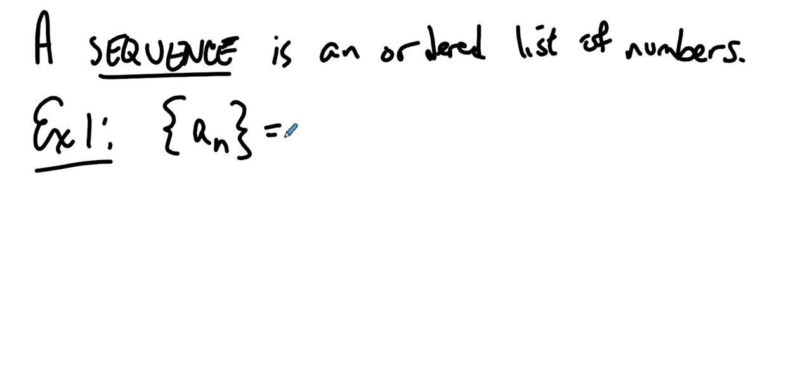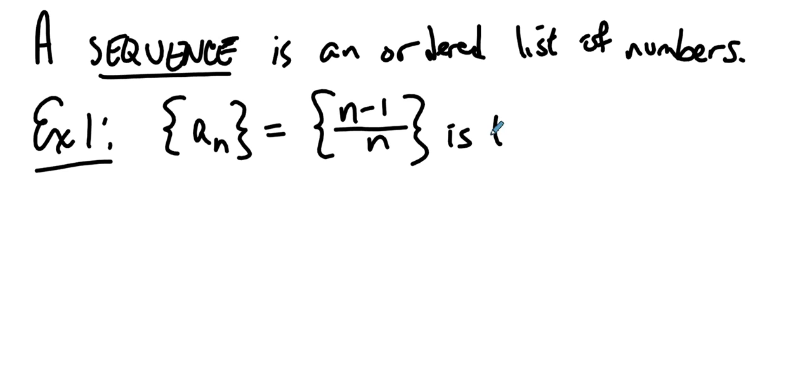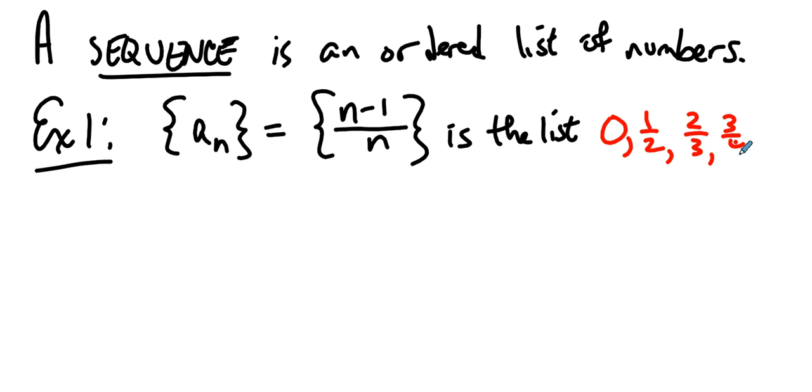So maybe the sequence a sub n is the sequence (n minus 1) over n. This is the list. Well, let's see. When n is 1, this is 0. When n is 2, this is a half. When n is 3, this is 2/3. And when n is 4, this is 3/4, and so on.